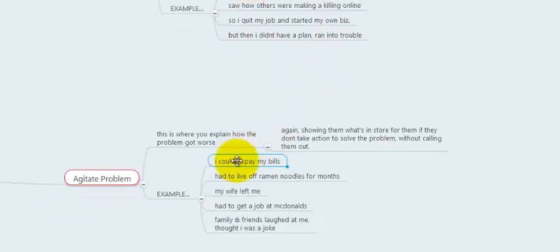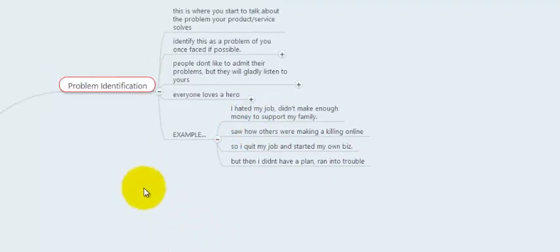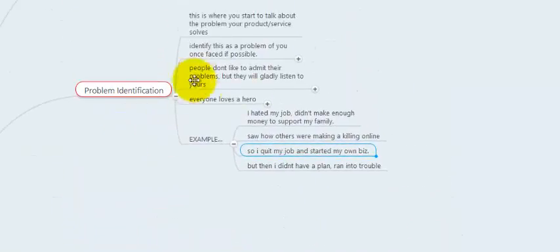Well, that means that he couldn't pay his bills. It means that he had to live off ramen noodles for months. It means that his wife left him. It means that he had to get a job at McDonald's, work in the drive-thru for minimum wage. It meant that his friends and family laughed at him and thought he was a joke. So these are all implications of this problem, okay? So it's very important to not just call out the problem, but talk about how the problem got worse for you or how it got worse for your subject. And even if your viewer is not at this phase yet, they're going to know what's in store for them too if they don't do something about fixing their problem.